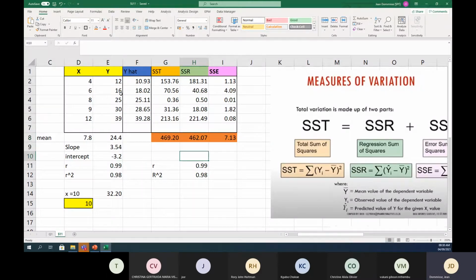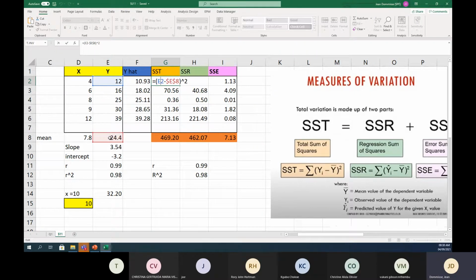Okay, so the next thing I wanted to show you is the SST. We'll go through this slowly. We just get the measures, but it is your Y point minus your mean. I calculated the mean via the Excel function, but the mean is very simple: the sum of all the Y's divided by N.